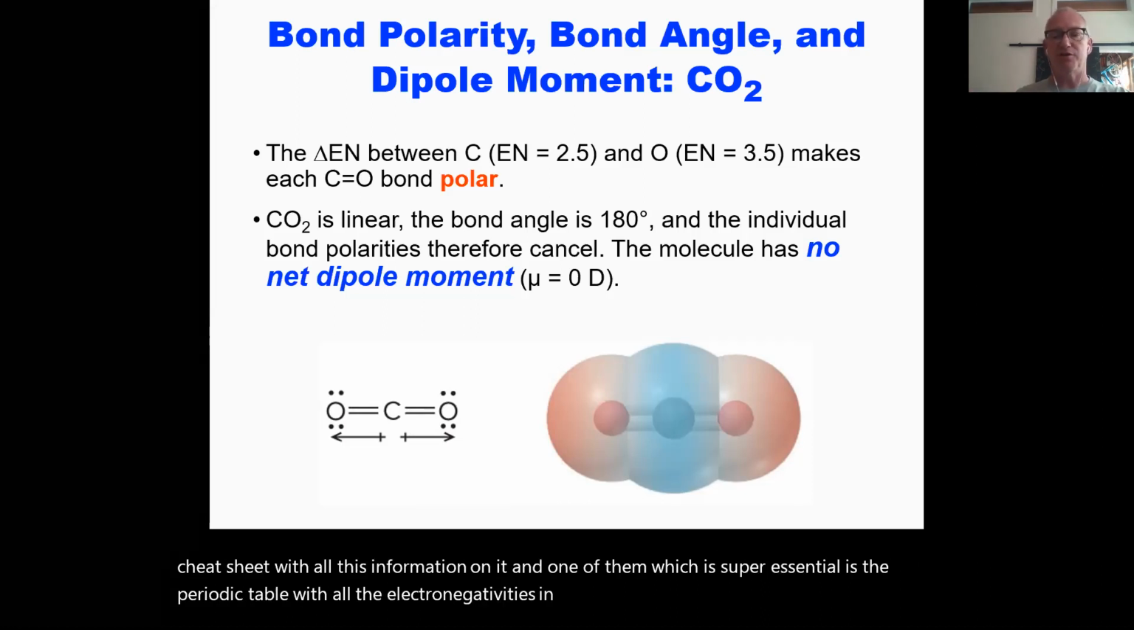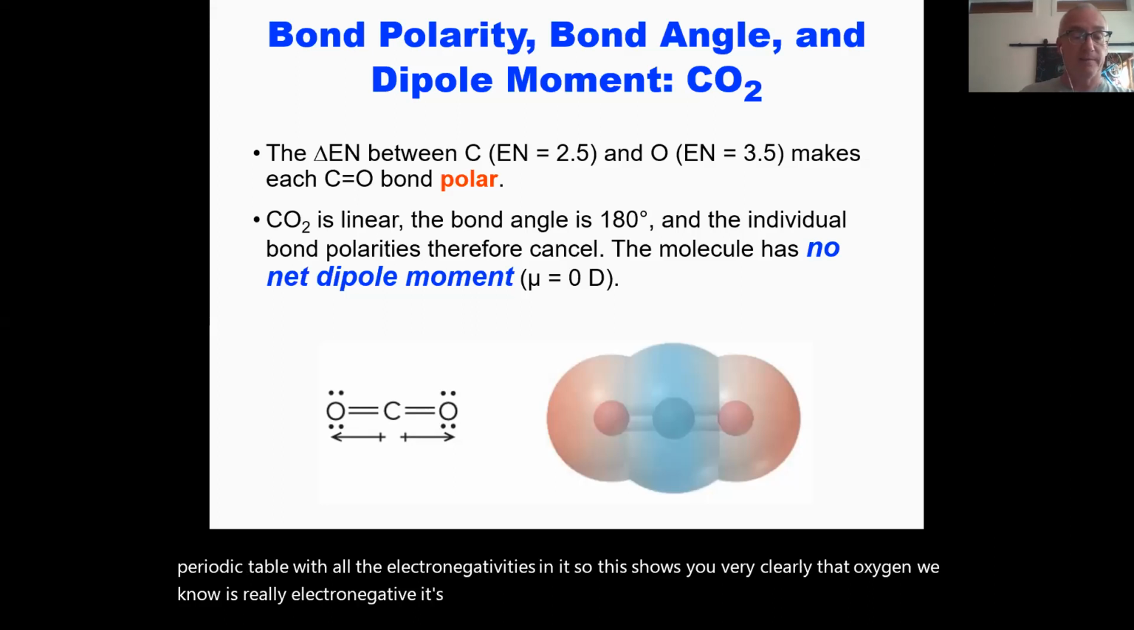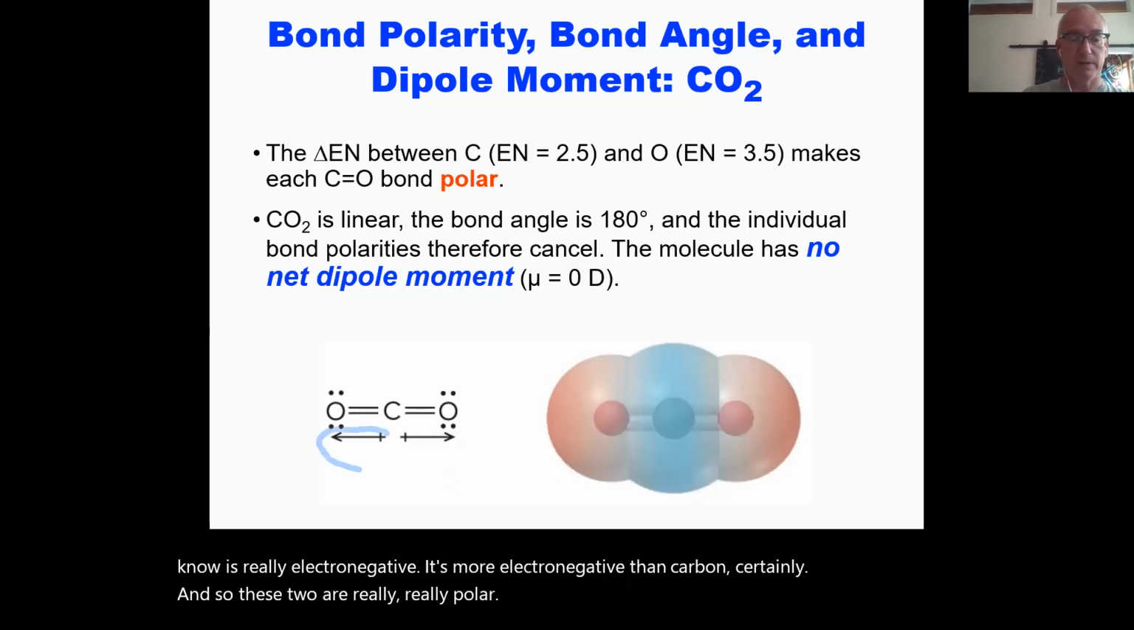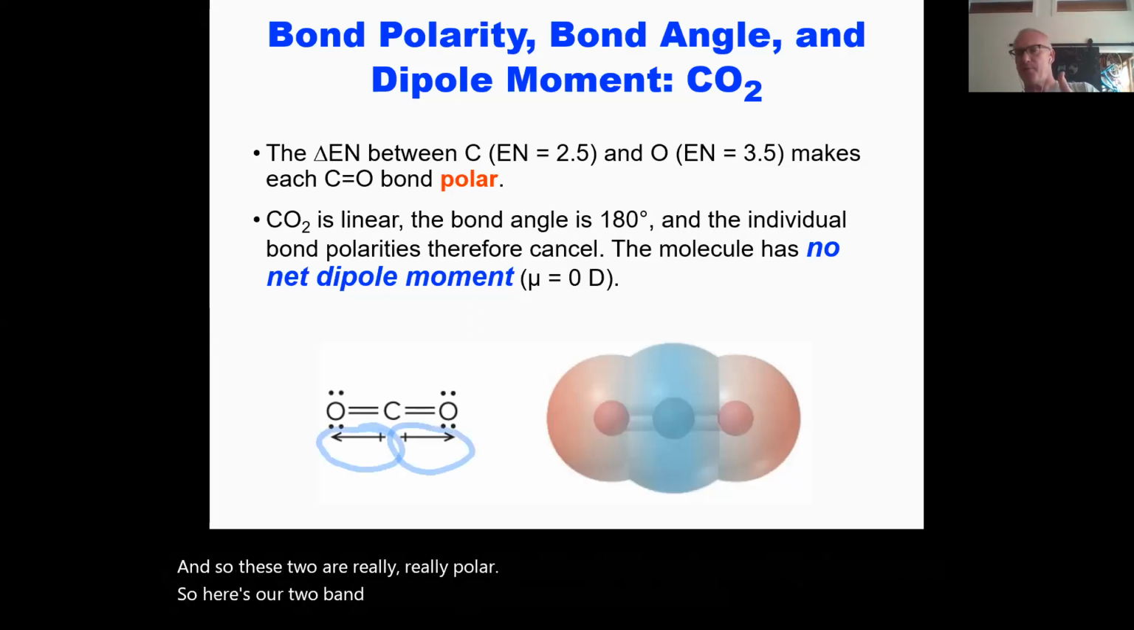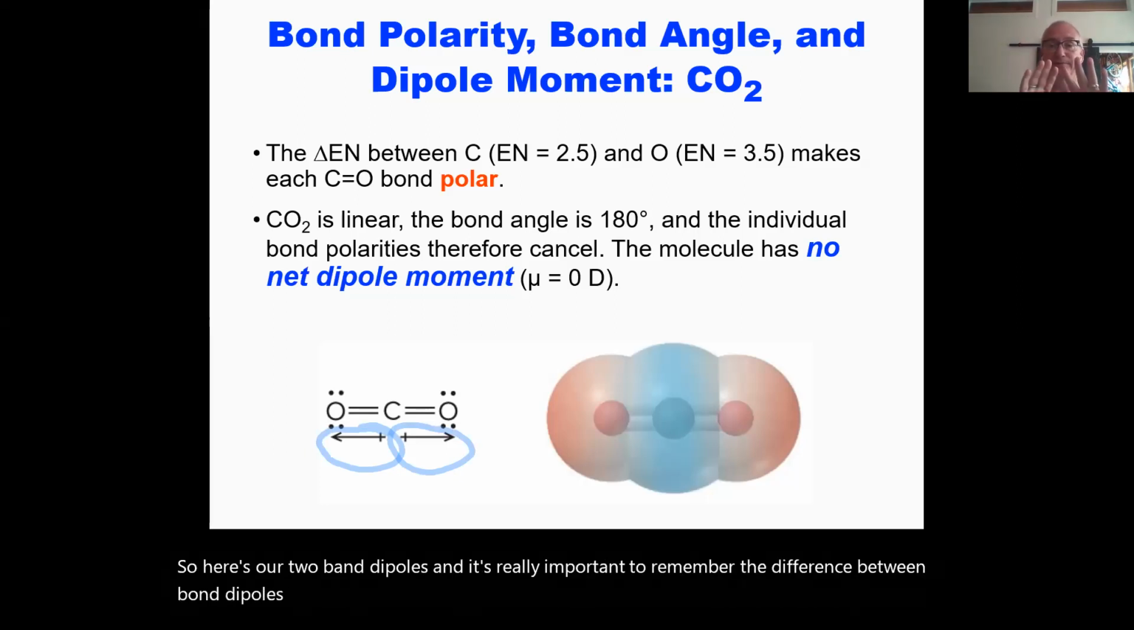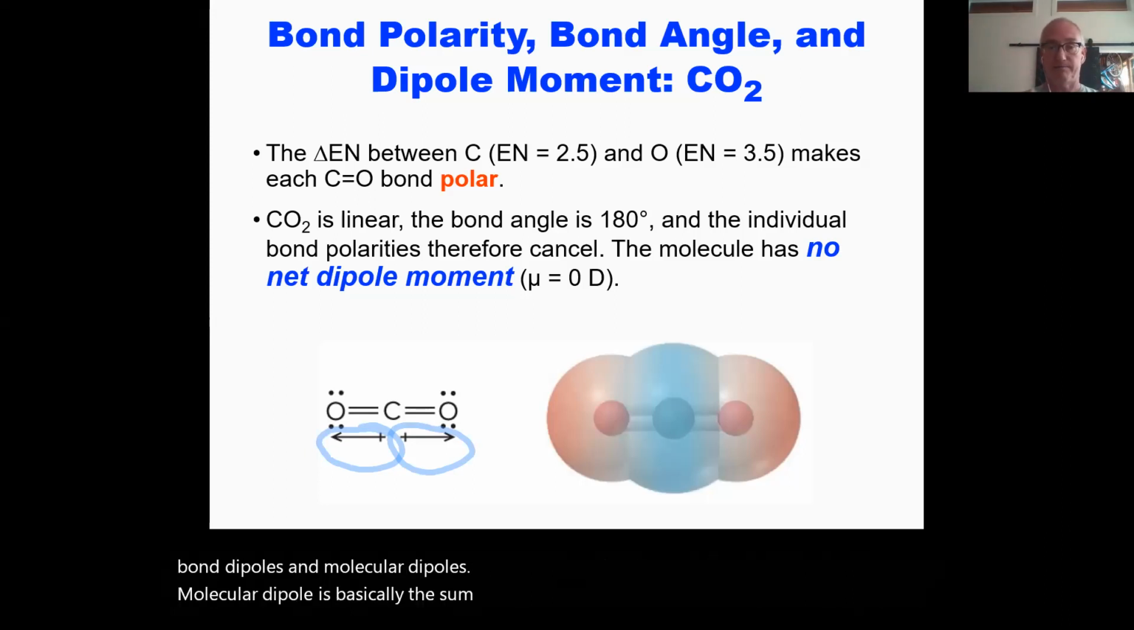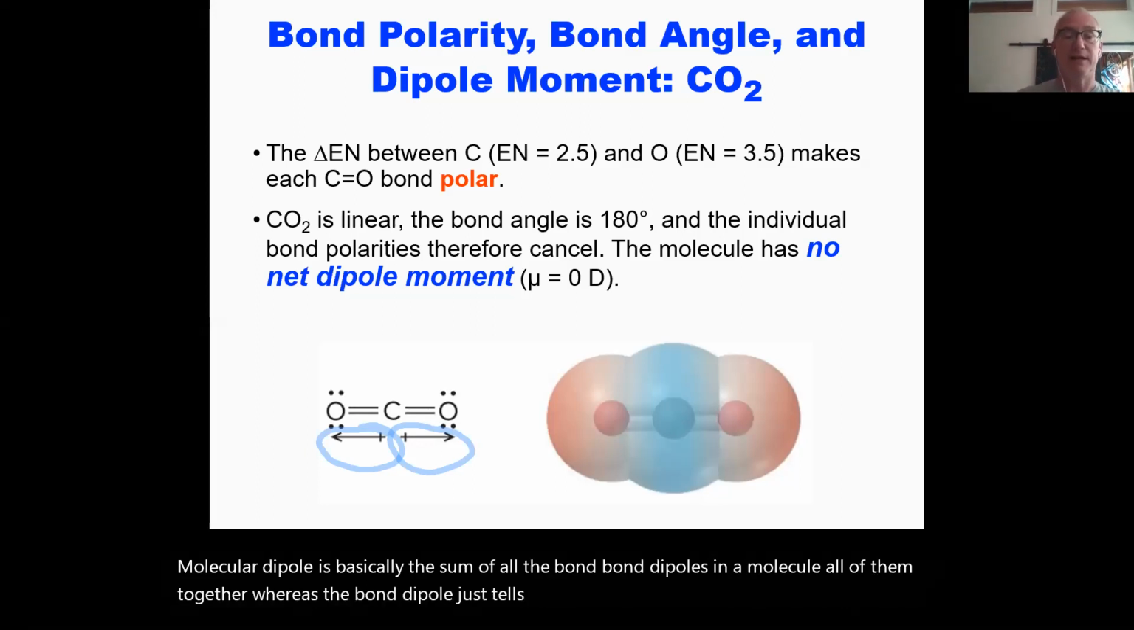So this shows you very clearly that oxygen we know is really electronegative. It's more electronegative than carbon, certainly. And so these two bonds are really, really polar. So here's our two bond dipoles. And it's really important to remember the difference between bond dipoles and molecular dipoles. The molecular dipole is basically the sum of all the bond dipoles in a molecule, all of them together. Whereas a bond dipole just tells me the difference in electronegativity between atom A and atom B.